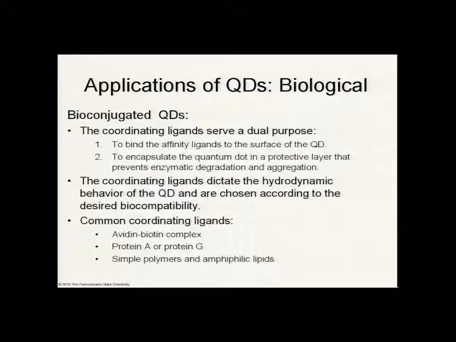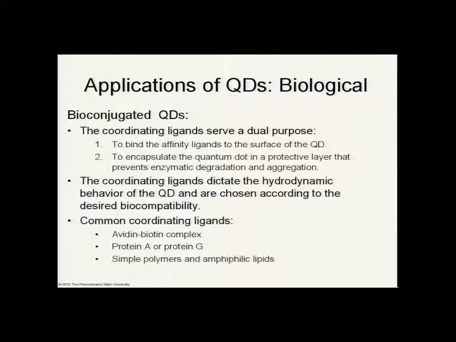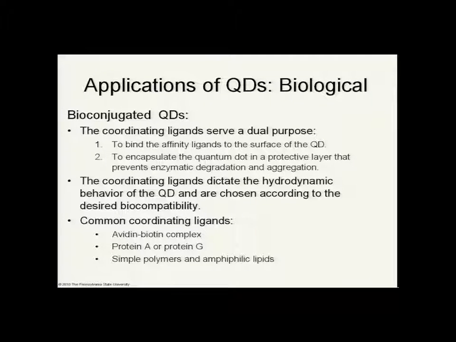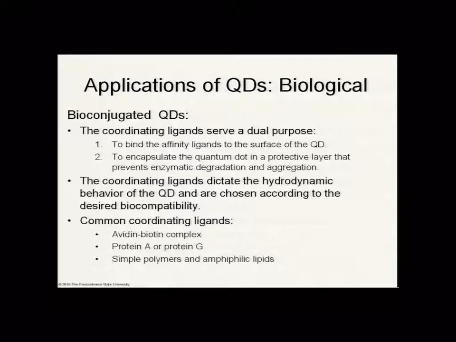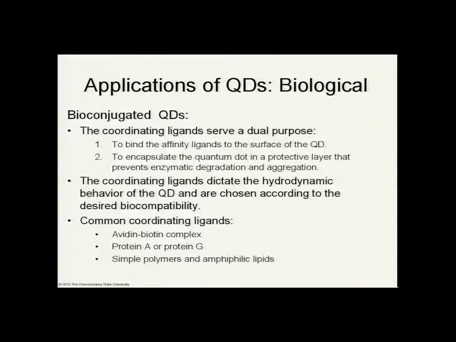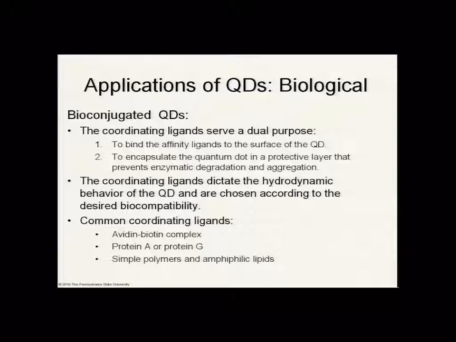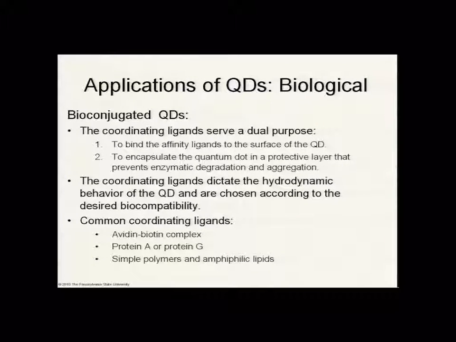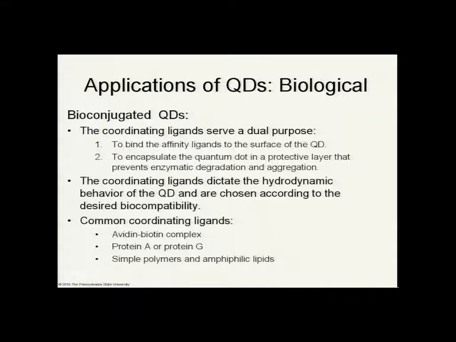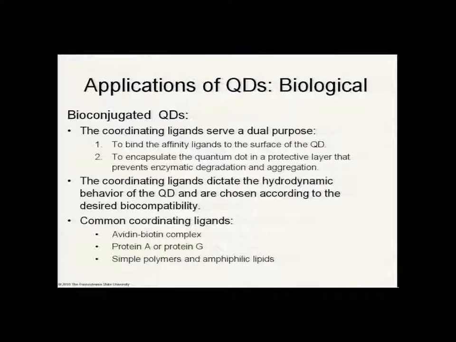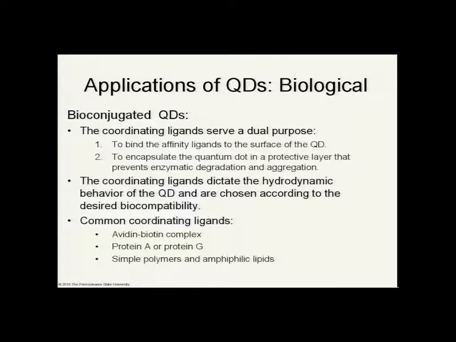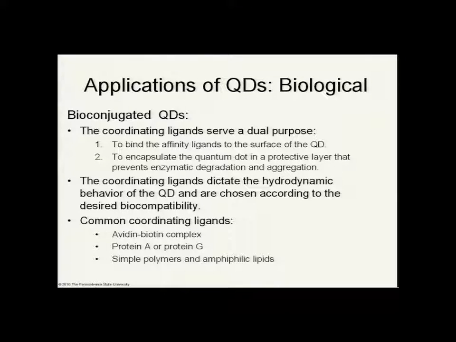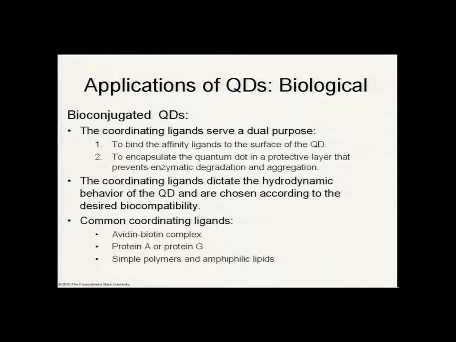The coordinating ligands serve a dual purpose in bioconjugated quantum dots. They bind the affinity ligands to the surface of the quantum dot. They also encapsulate the quantum dot in a protective layer that prevents enzymatic degradation and aggregation. Degradation is pretty clear, but aggregation would be if the surface of the quantum dots weren't protected, they would tend to clump together, producing larger masses, and therefore they would no longer exhibit the quantum confinement for which we like to use them.